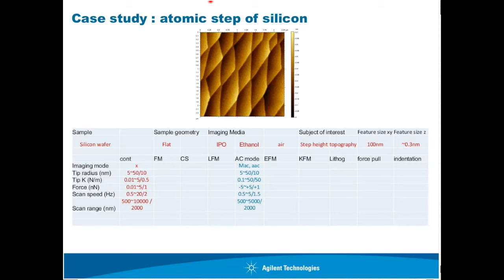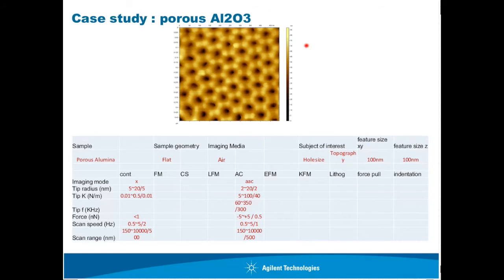Okay, let's go to the next example. Porous alumina. Now, take a look at this sample. This alumina is very hard. It has very high hardness. And it also has vertical features that are equal to the lateral feature. In this case, the feature size is 100 nanometers in XY and 100 nanometers in Z. It's deep, and therefore it fits a profile of imaging something that's very deep and sharp.